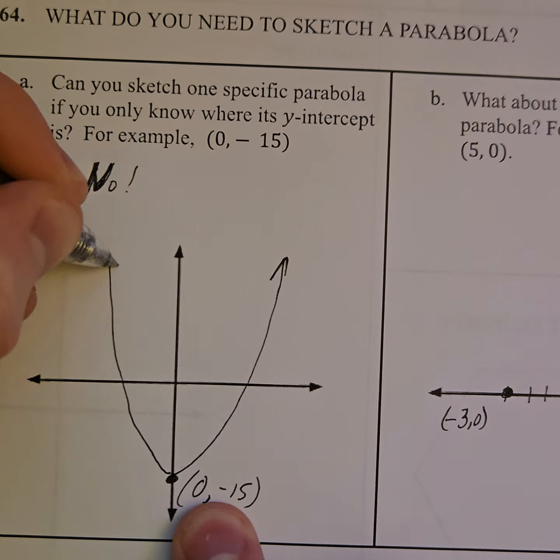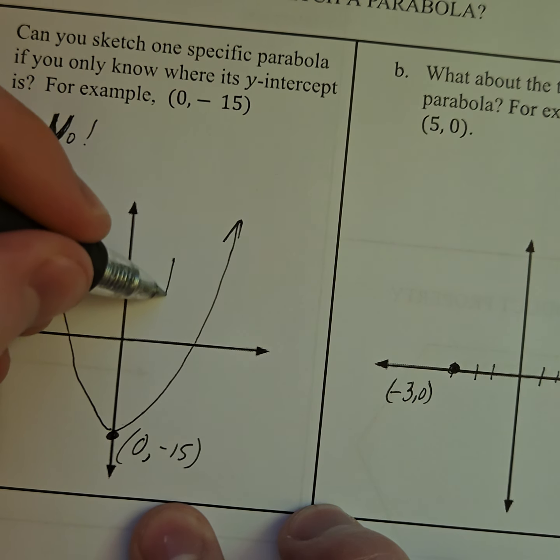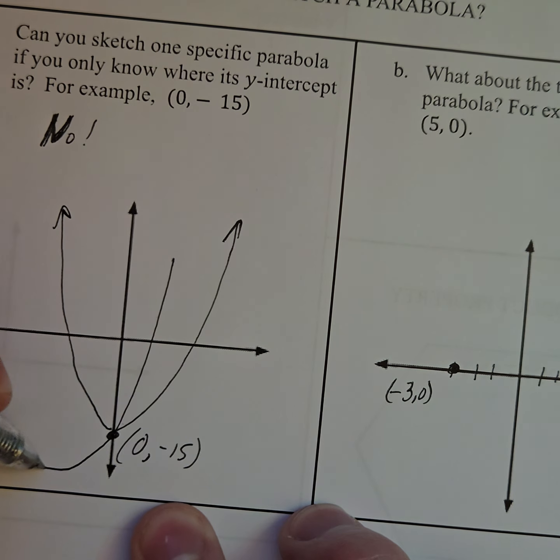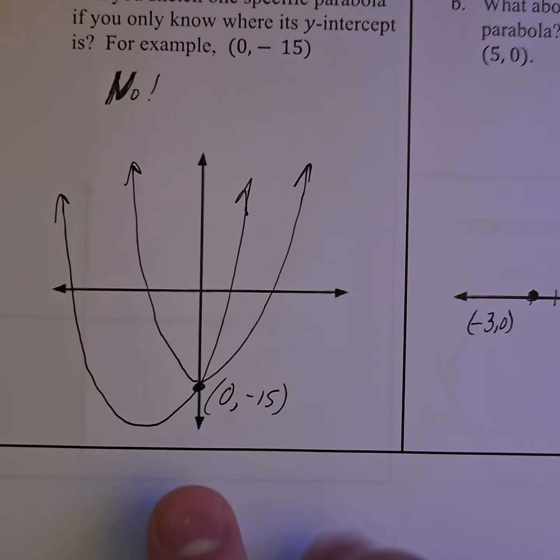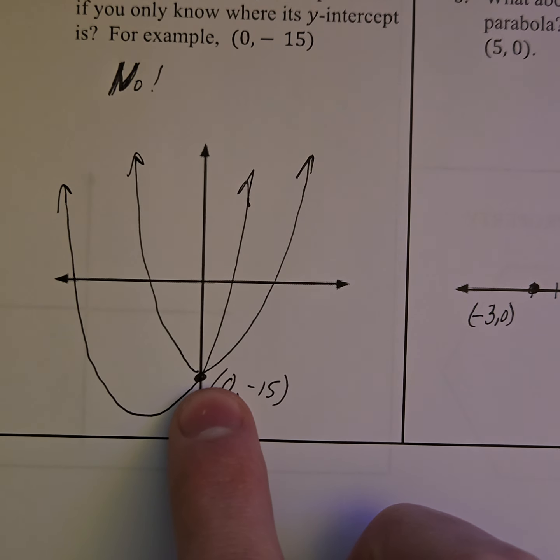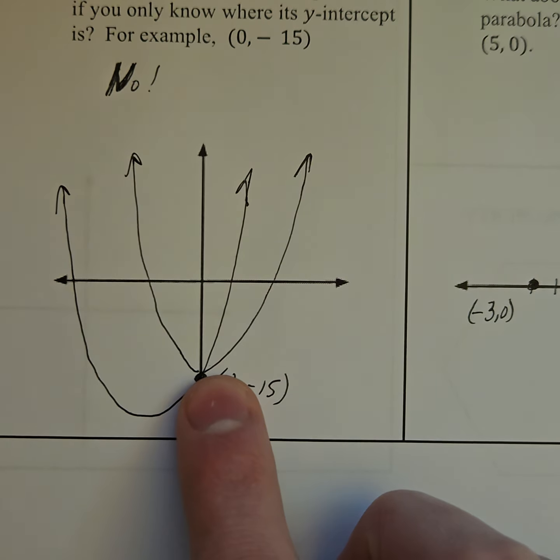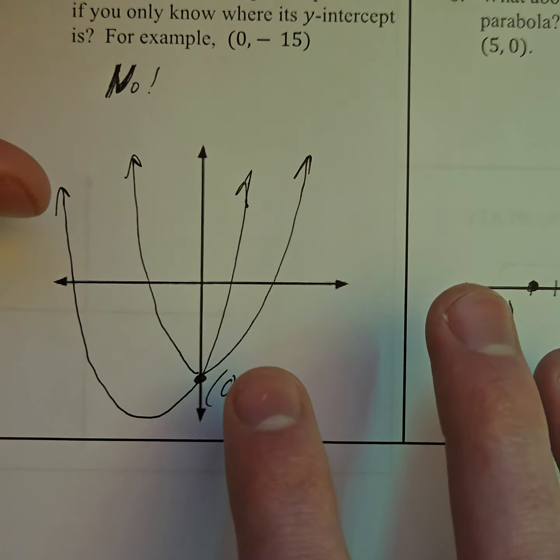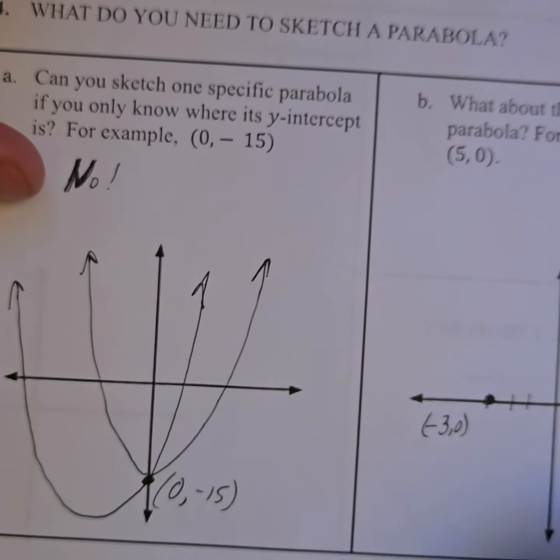Okay, which is true. But you could also draw a parabola that maybe does something like this. It goes through that point and does something like that. So there's two different parabolas that I've just drawn that go through that same point. So this does not work. You could also draw a downward facing parabola going through that point. There's a lot of different things, okay? So if you only know the y-intercept, that's not enough information.